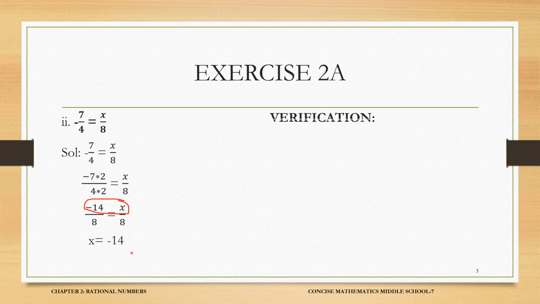And even here you can do the verification in the exam to check whether your answer is correct or not. So this is the question. Just substitute x is equal to minus 14 over here, that is minus of 7 by 4 is equal to minus 14 by 8, right? So here you can just cancel this. 2 fours are 8, 2 sevens are 14. See, we got minus 7 by 4 on both the sides. Minus 7 by 4, it should be same, minus 7 by 4, minus 7 by 4.